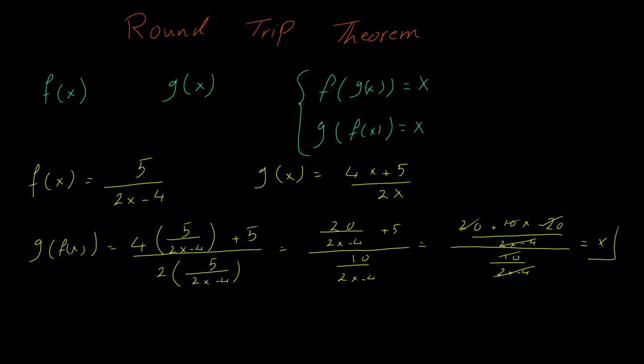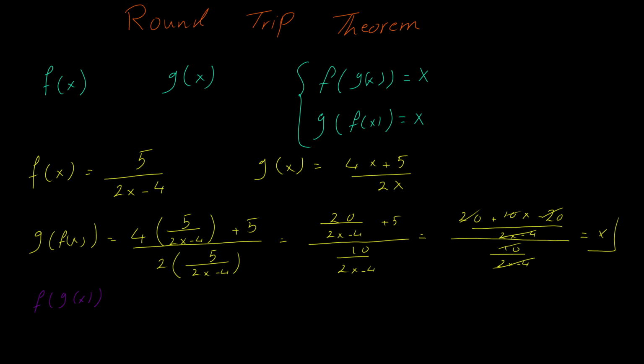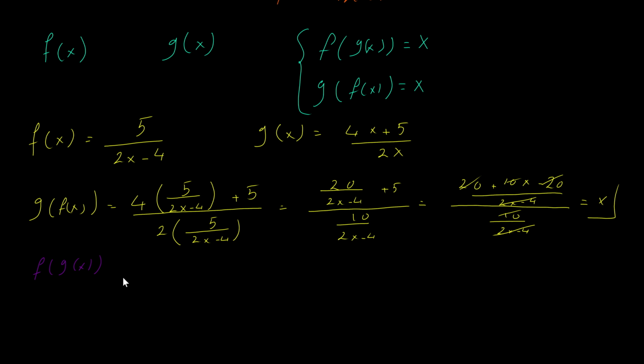Now, if we go ahead and do the f of g of x, so let's do that. F of g of x and see what we get for that. So f of g of x will be equal. So we write the function f of x and we substitute for every x value g of x. So it will be 5 over 2 multiplied by 4x plus 5 over 2x minus 4.